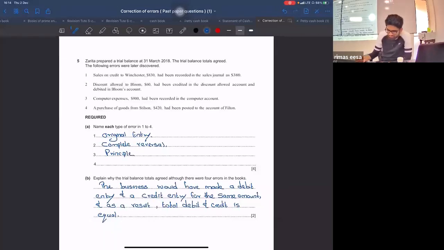The last one. Purchase of goods from Stilson had been posted to the account of Filton. You are entering in the wrong account. You are buying from Stilson. You entered in the account of Filton. Wrong account, but same class. So what is the name? Because both are your suppliers. Trade payables. So what should be the name for this? Commission. Anyway, while correcting the error, I will recall the names again. Then you will understand it better.